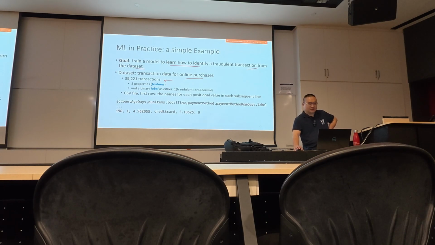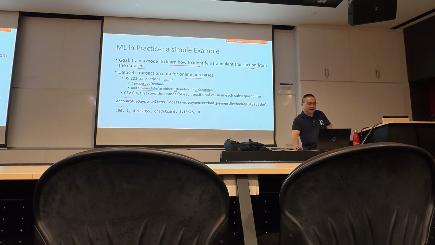For each transaction, we have 5 features, or we can also call them 5 properties. And for each row of data, we have a label. This is a binary label, so it can be 1 or 0. For 1, it means fraudulent. For 0, it means a normal transaction. The data are stored in a CSV file, and the first row is the names of each feature.